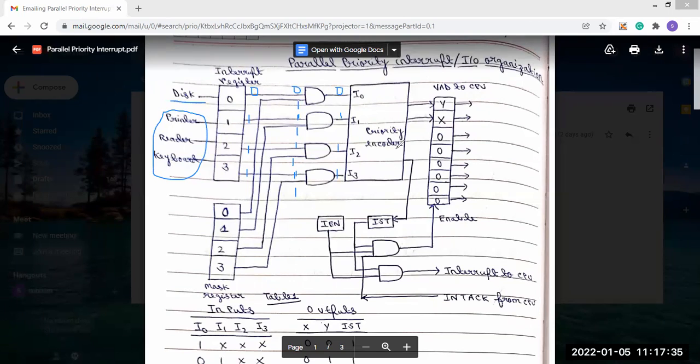Now the priority encoder. This I0 input is associated with the disk, so this I0 value will be zero. But for the other inputs, I1 is associated with the printer, I2 with the reader, and I3 with the keyboard. All of these devices generated the interrupt, so after performing the AND operation we get all those input values as one. Only I0 will be zero, and for the other input output devices all values will be one. Like this, the priority encoder gets the input.